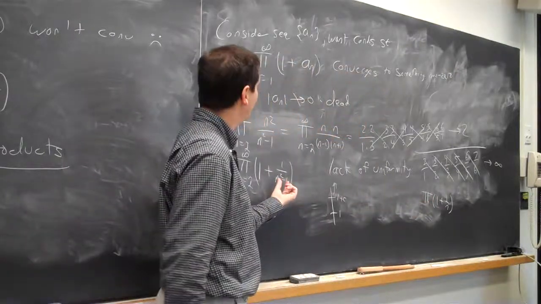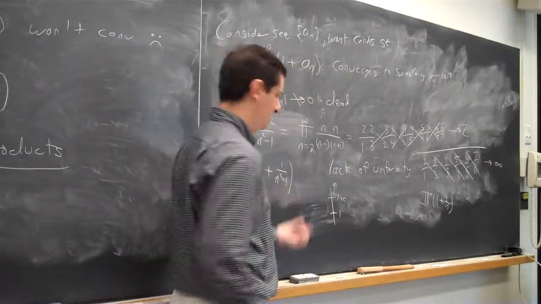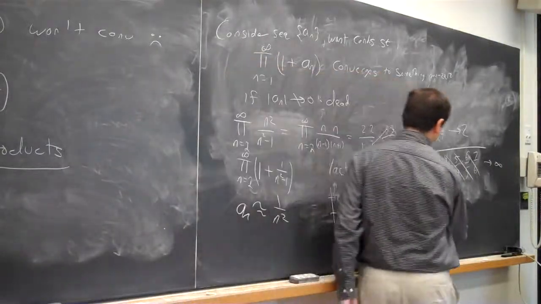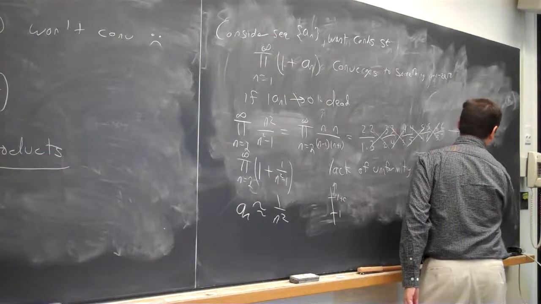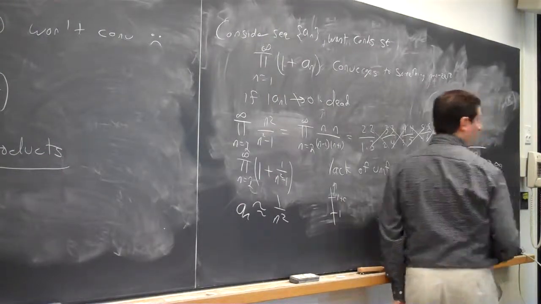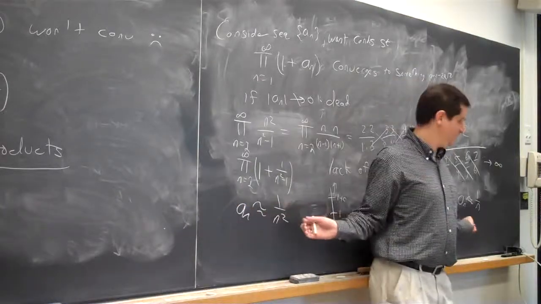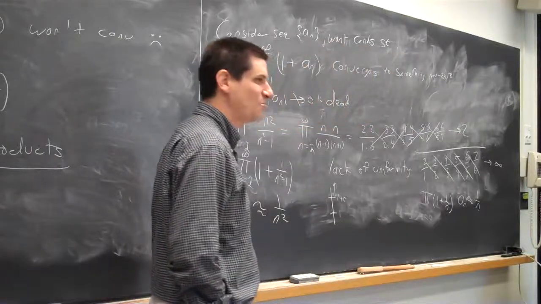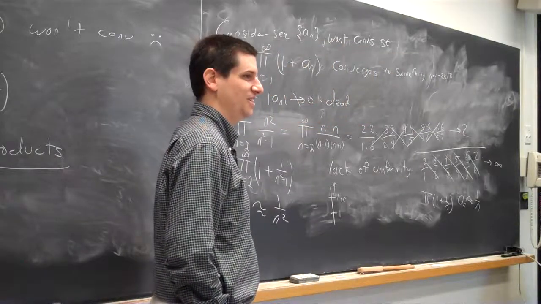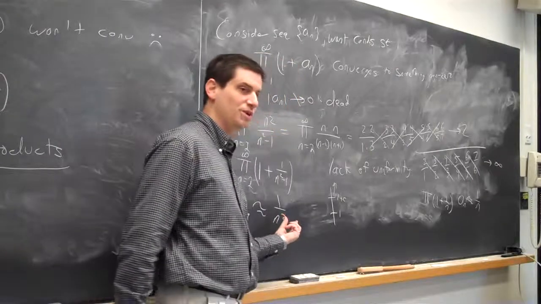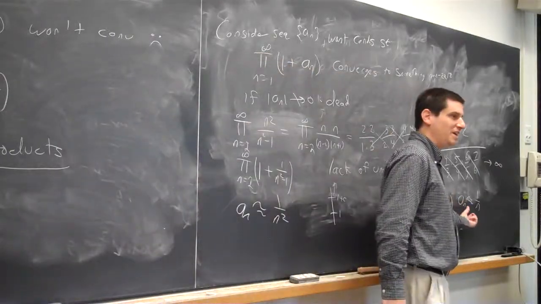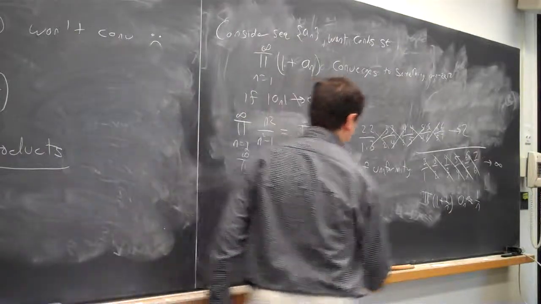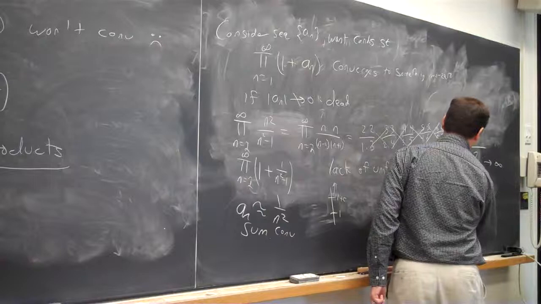Here, my a_n is like 1 over n squared. So here, a_n is like 1 over n squared. Here, a_n is like 1 over n. What's the difference between these two? One diverges, one converges. Here, the sum of a_n squared converges. Here, the sum of a_n diverges. So, sum converges, sum diverges.